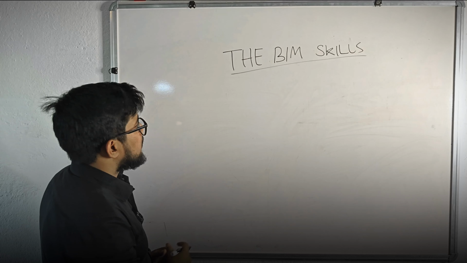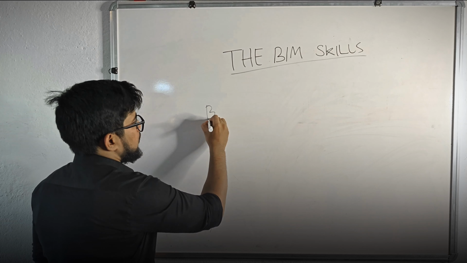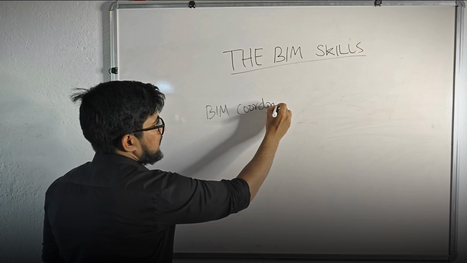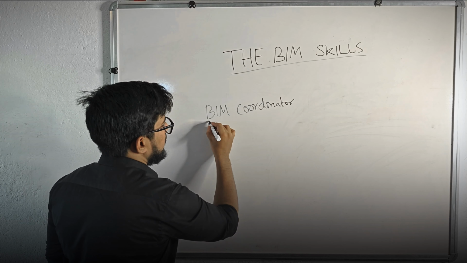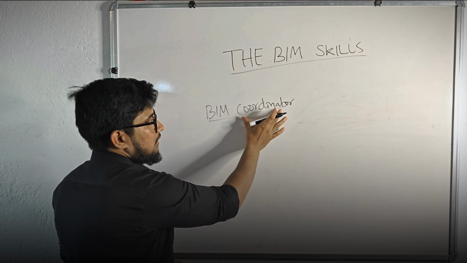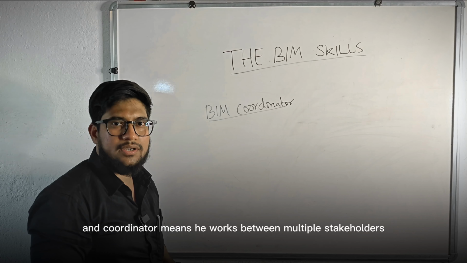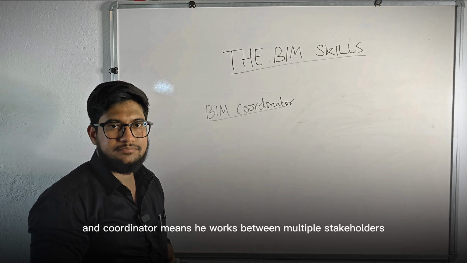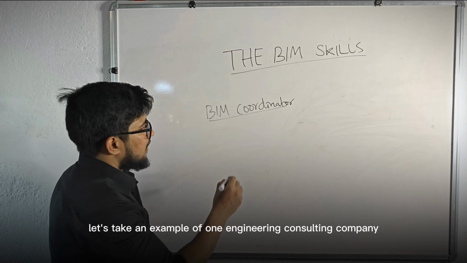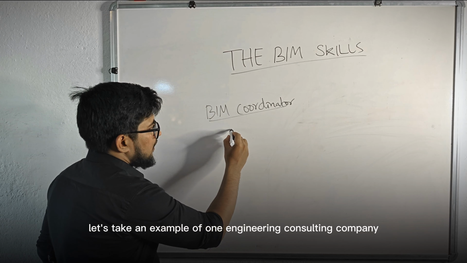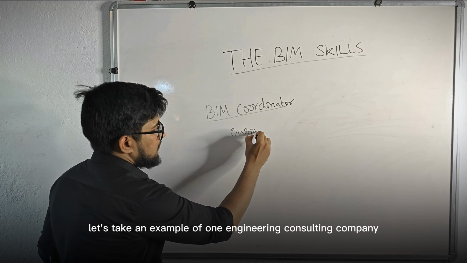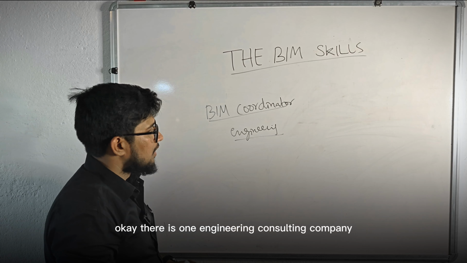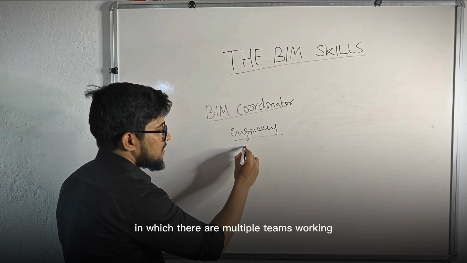So, a BIM coordinator, you can check out, he is a coordinator, and coordinator means he works between multiple stakeholders. Let's take an example of one engineering consulting company. There is one engineering consulting company in which there are multiple teams working.